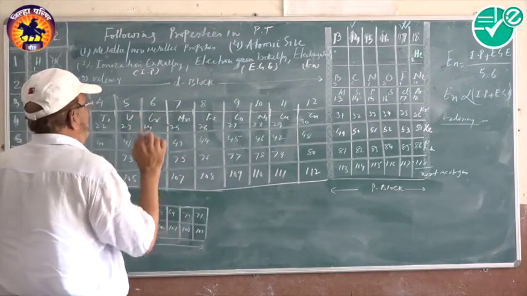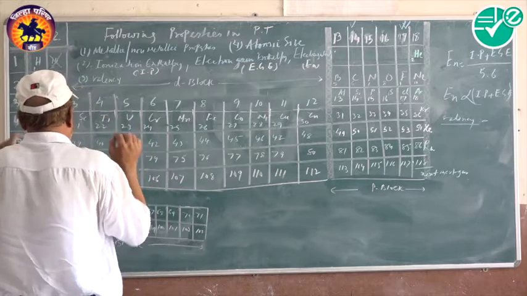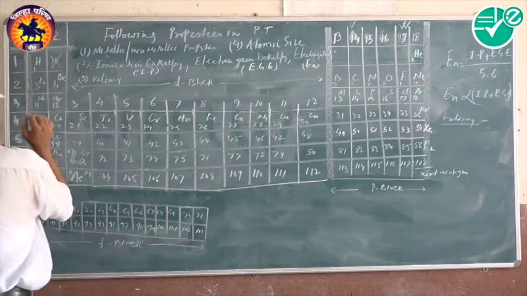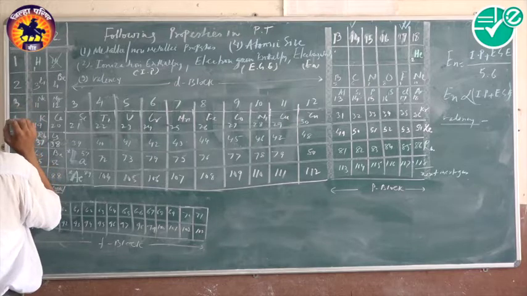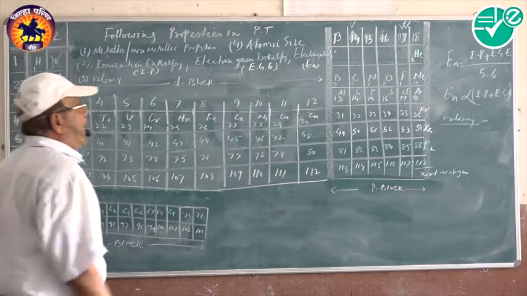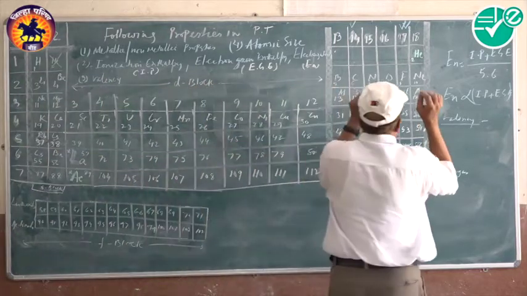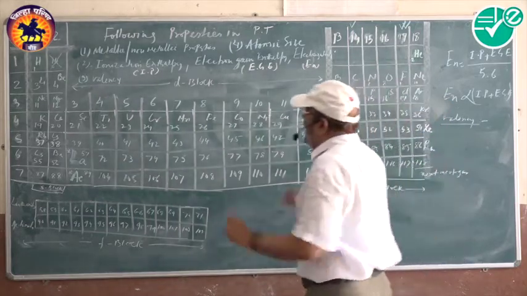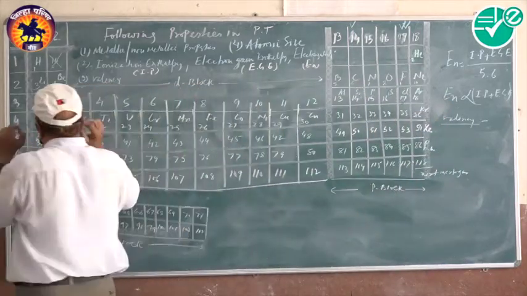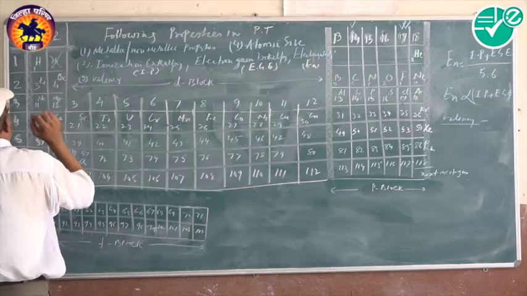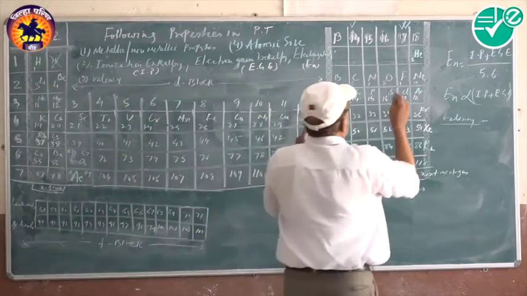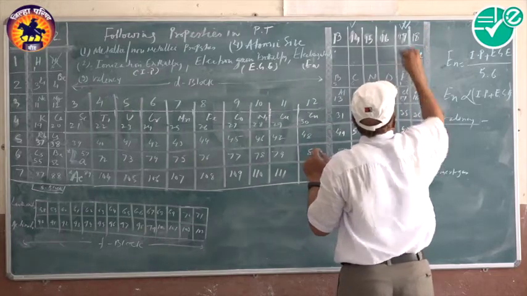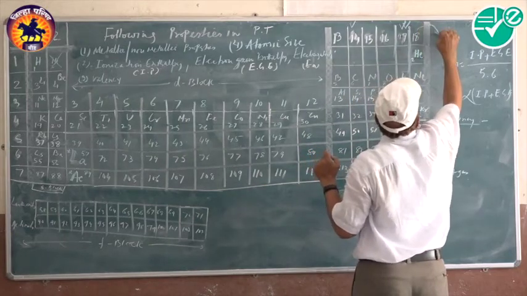Very easy to remember without complication. Remember, left hand side elements are metal, male, and right hand side elements are female, non-metal. As we know, the size of metals is larger than the size of non-metals. Only up to here, because it is inert.